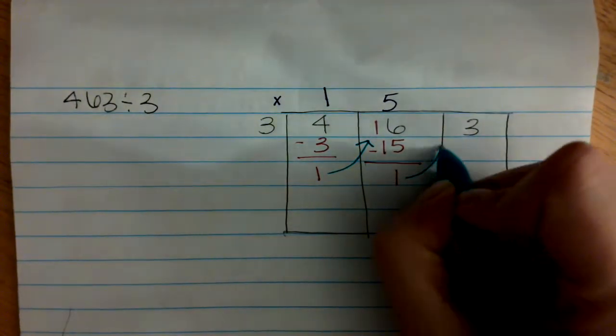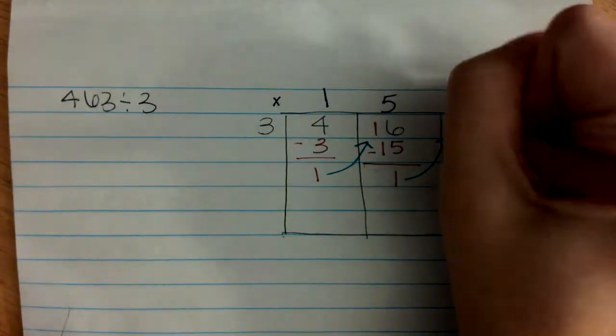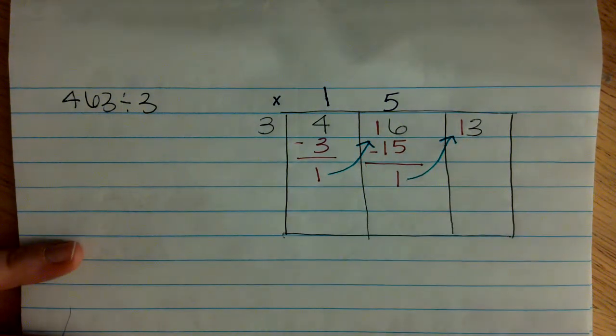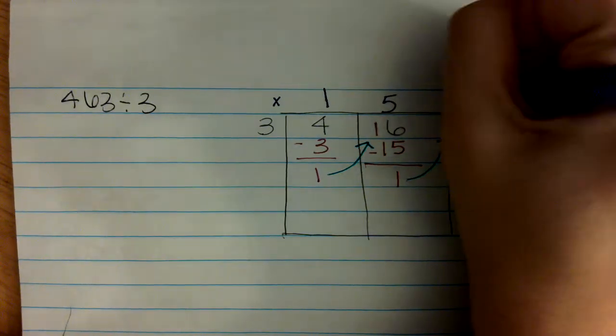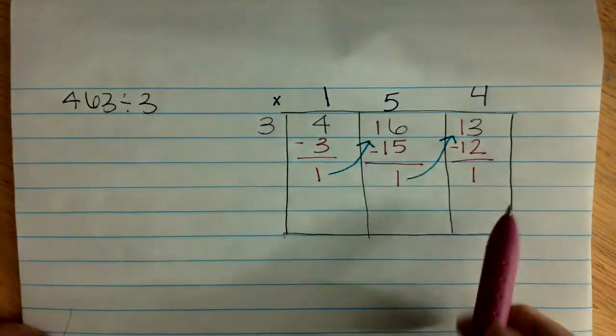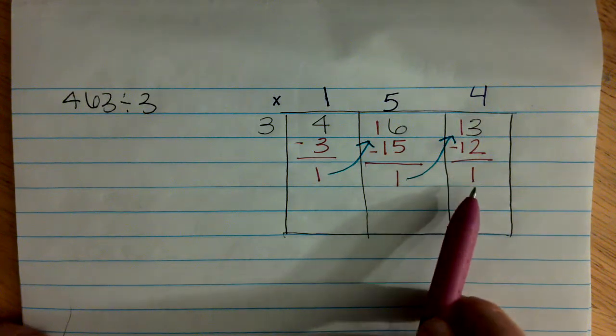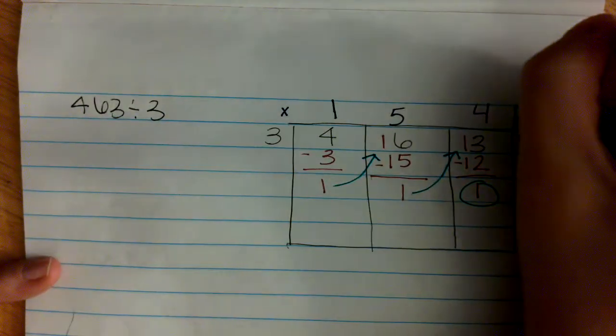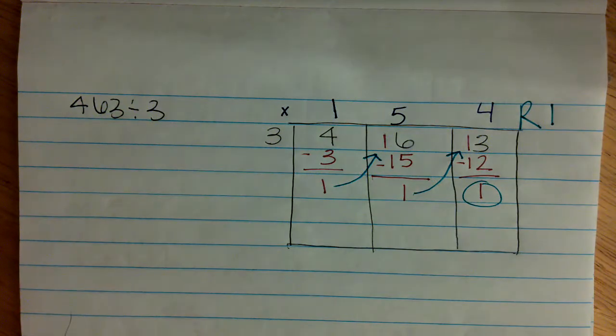Well, I've got to carry my 1 over to 13. Now, how many times can 3 go into 13? Well, I know that 3 times 4 is 12, and that's 1 under 13. But 3 times 5 is 15, and that's too much. So I know that 3 goes into 13 4 times without going over. And 4 times 3 is 12. And then I have a 1 here. Well, I can't do anything with this 1. So it becomes a remainder, also shown as R, and then the number.